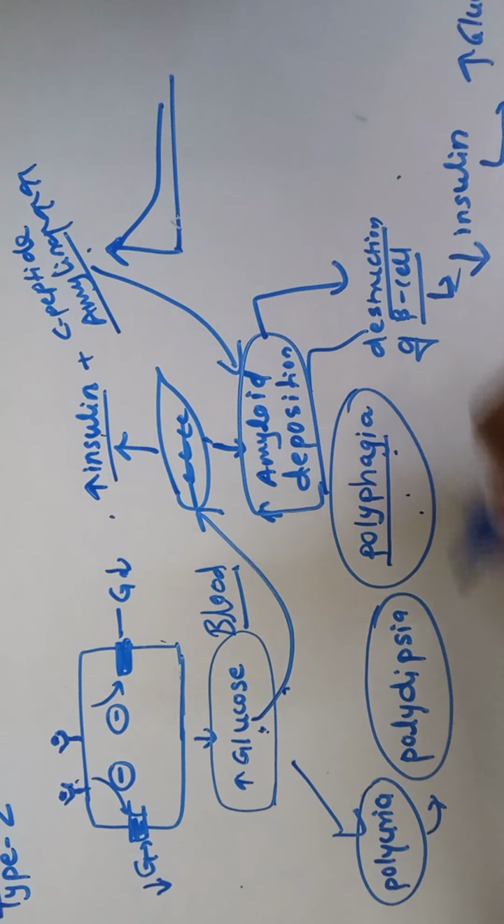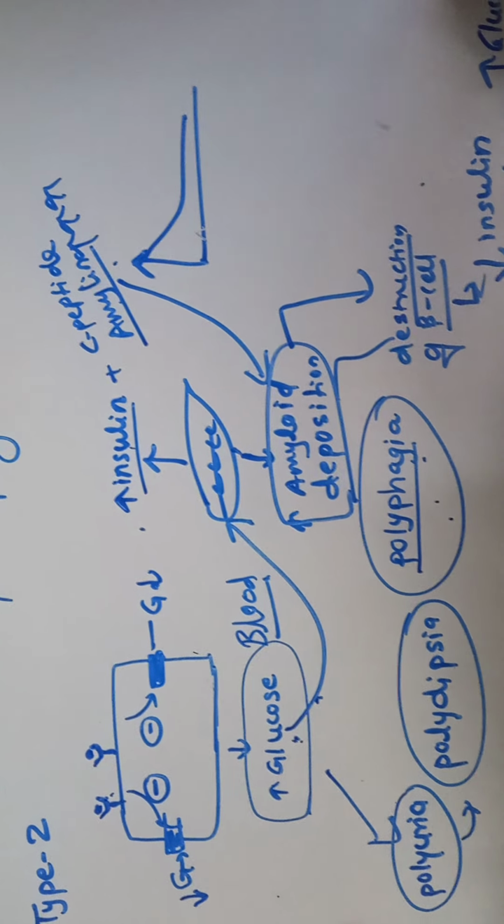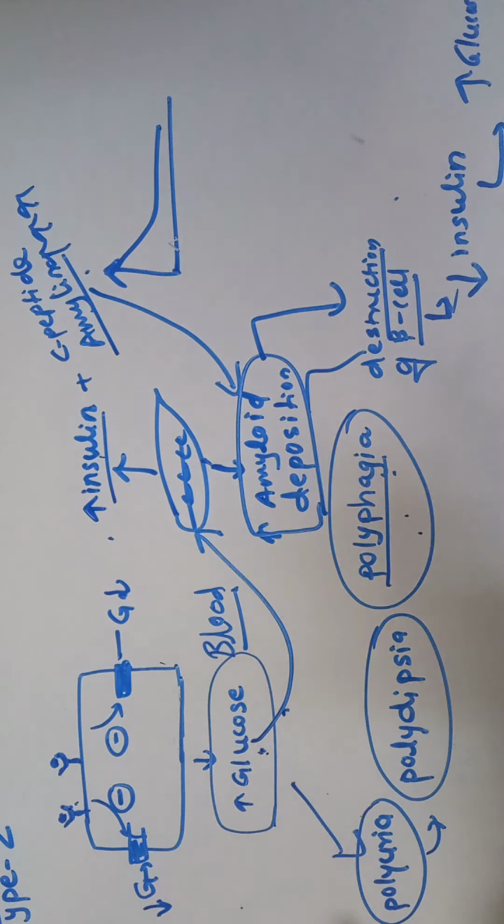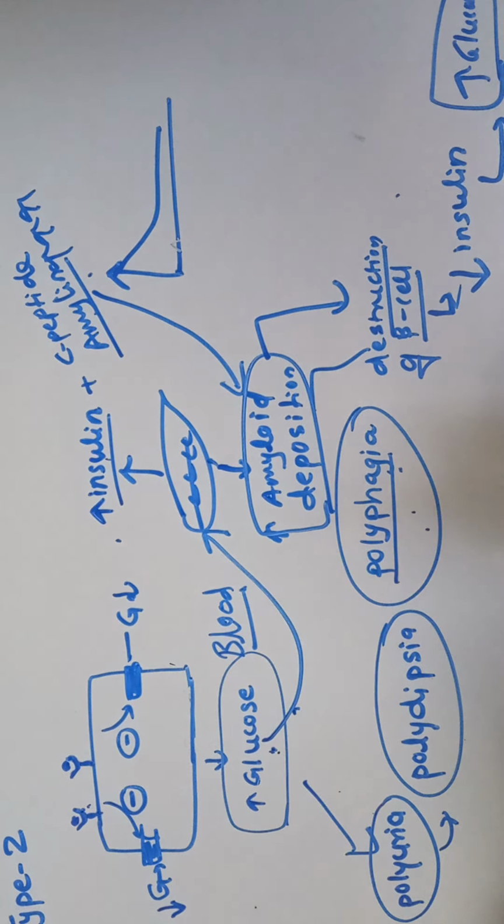So in the type 2 condition, what happens, guys? Initially the insulin level becomes high, but later, as the disease progresses, your insulin level goes down. Because of this, again there is high glucose concentration, because the cells cannot take up glucose for energy or to store energy.